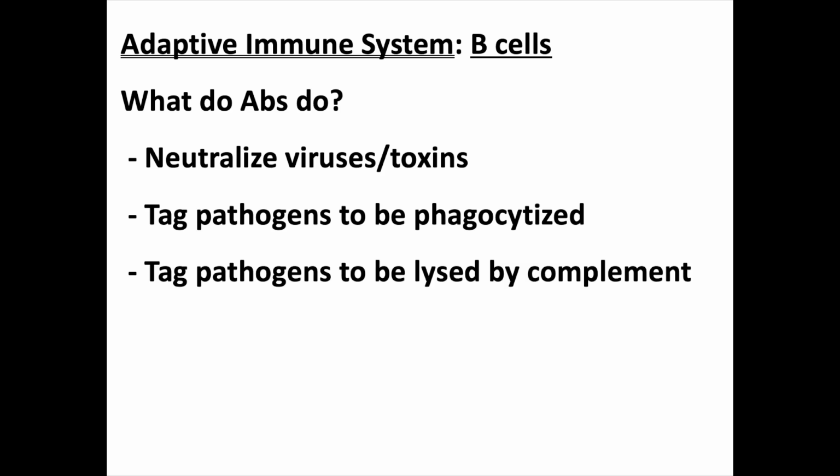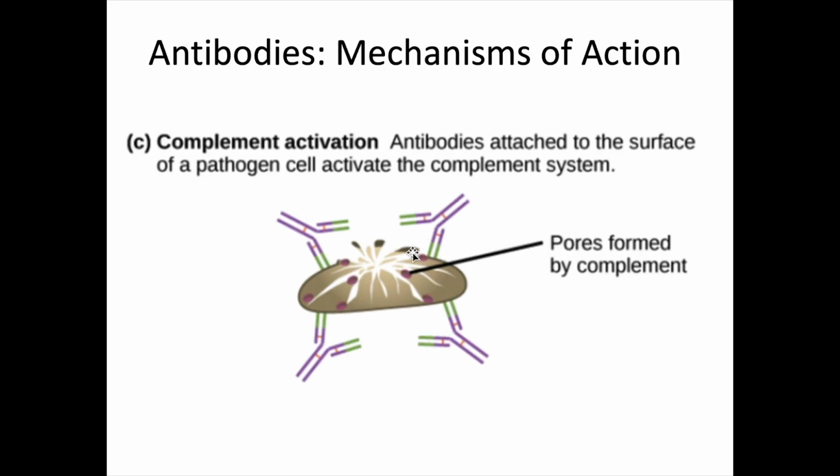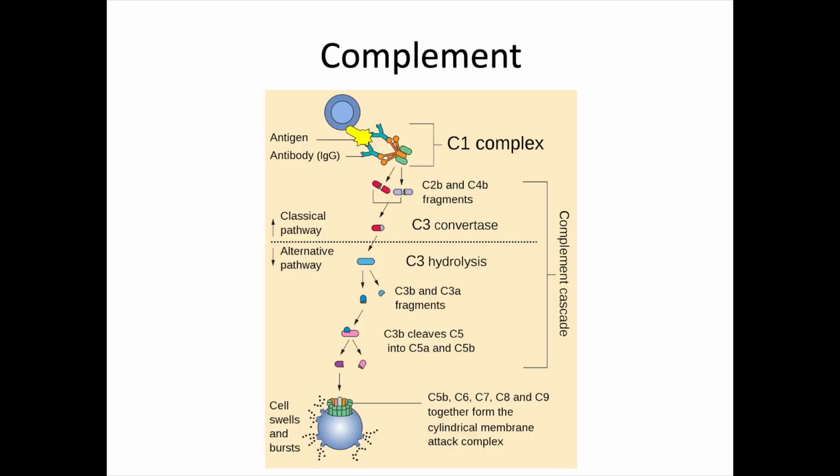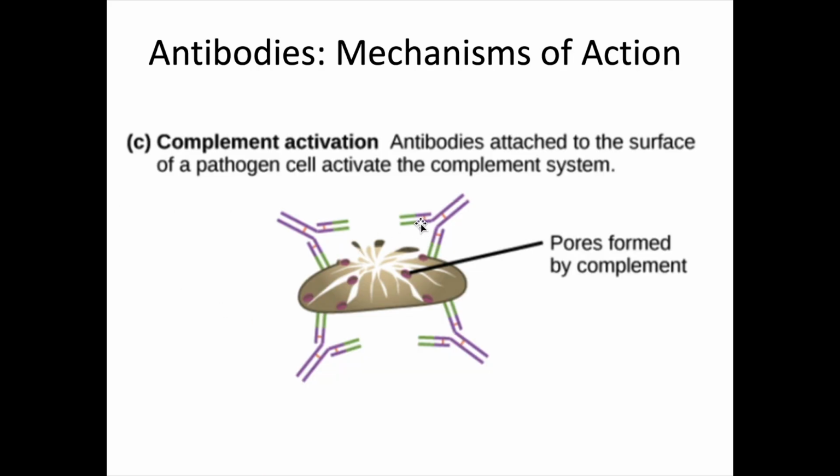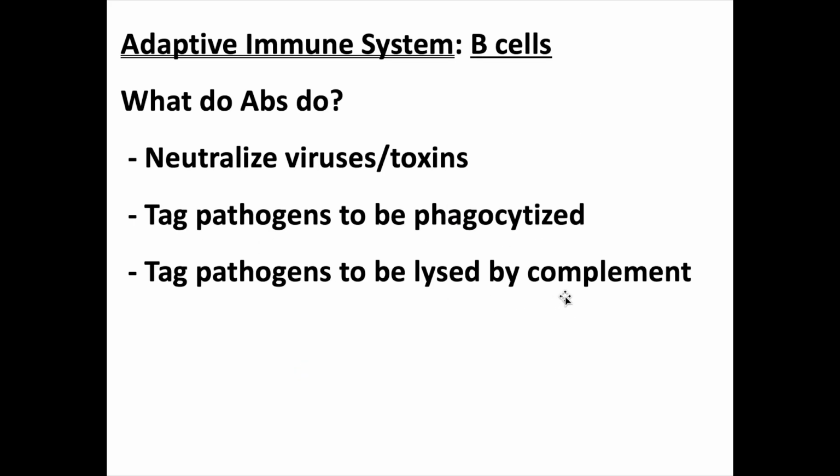And the third thing that antibodies can do that help us out is they can activate complement. So they can tag pathogens to be lysed by complement. And again, this was part of the innate immune system, but we see it here in the adaptive immune system as well. These antibodies are helping these lysing pores of protein know where they're supposed to go. So they help make complement do its thing.